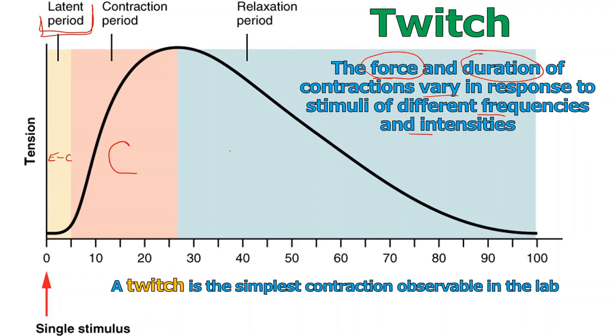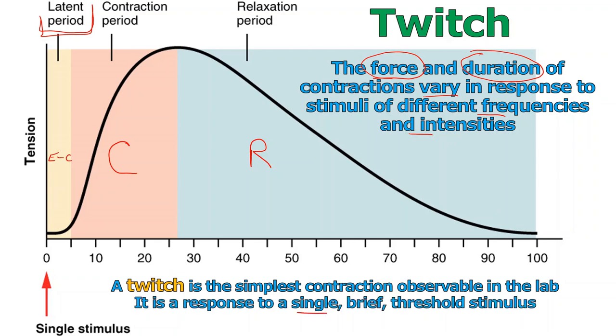And of course, if we are going to shorten, for example, we do want to recover from that and have a relaxation period. There is a single, that's what it says right here, a single brief stimulus. It's got to be above threshold. Remember, if we don't hit threshold, the muscle doesn't respond in any way because of the all or none phenomenon. So a single brief stimulus that is above threshold can be recorded on a myogram like this as a twitch.